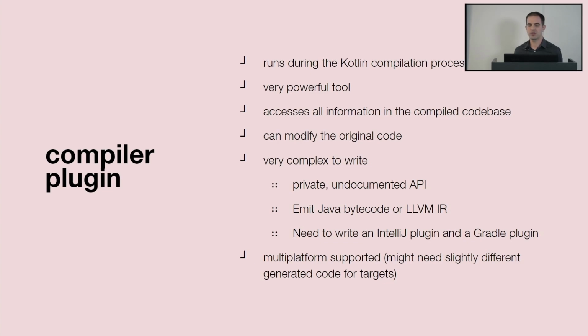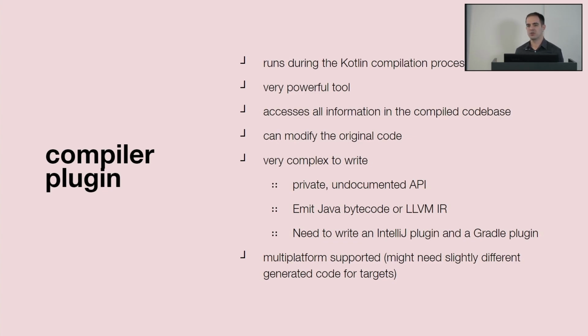Also, it doesn't emit source code, so if you write your processors, you don't generate source code, but Java bytecode or low-level virtual machine intermediate representation code, so some kind of bytecode or compiled code. So you have to learn first how to understand and how to write code in bytecode, and then you have to generate the bytecode and not source code. So you again learn another language, a low-level language. This is similar to assembly.